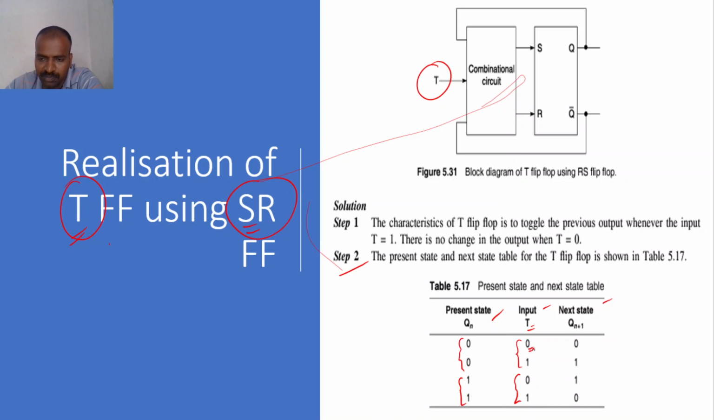When T is 0, there is no change, the same Qn will come here. When T is 1, it is going to toggle the present state, so 0 is changed into 1. Again T is equal to 0, there is no change, so 1 will come here. And T is equal to 1, it is going to toggle, so 1 is toggled into 0. Okay, then the excitation table, again we are going to add an SR flip-flop here.